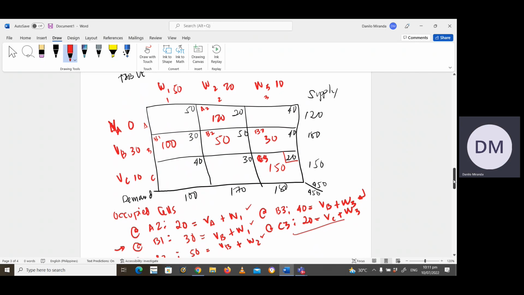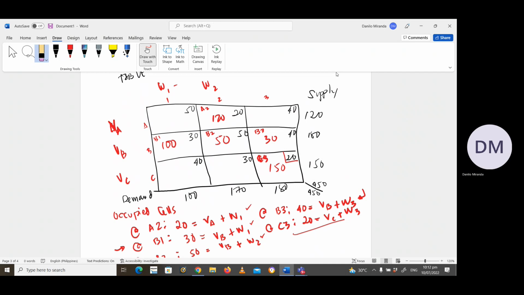Wala pa to, no? Kasi, tanggalin natin muna to kasi kaya tayo nandito. Erase muna natin to, guys. Erase muna natin yan. We're creating a new table. Yan. Okay. So, W1, W2, W3. Okay. Ayan. Ayan lang muna tayo.